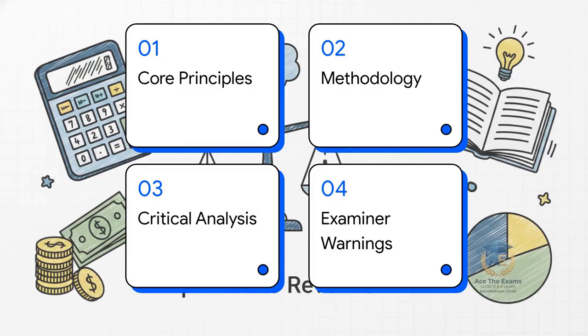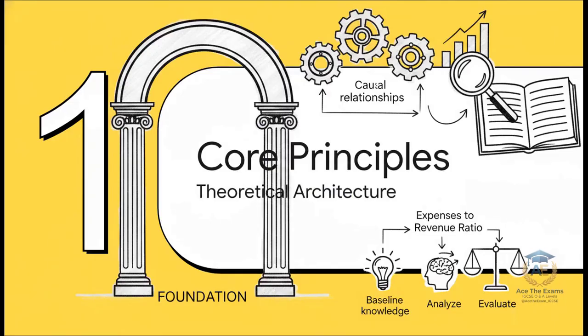First, we'll hit the core principles. Second, the method mark strategy. Third, critical analysis. And fourth, top examiner warnings. Okay, let's dive into this. Section 1, the core principles. This is your theoretical architecture.